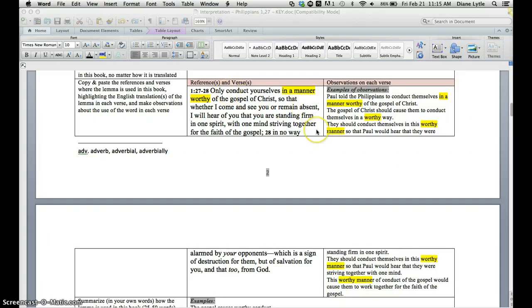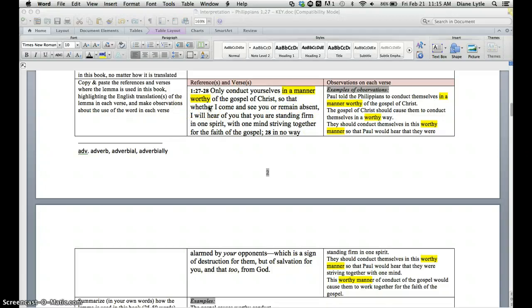Only conduct yourselves in a manner worthy of the gospel of Christ, so that whether I come and see you or remain absent, I will hear of you that you are standing firm in one spirit, striving together for the faith of the gospel, in no way alarmed by your opponents, which is a sign of destruction for them, but of salvation for you. Notice that I copied the whole sentence, not just the verse. Now in this case, we want to know what "in a manner worthy" means.